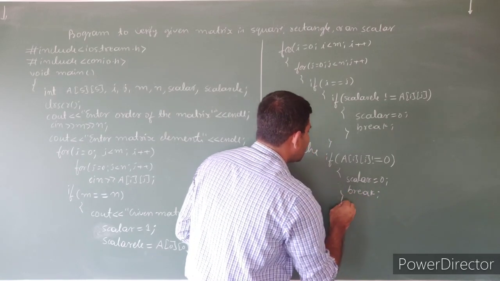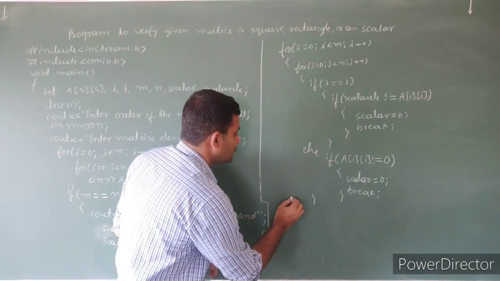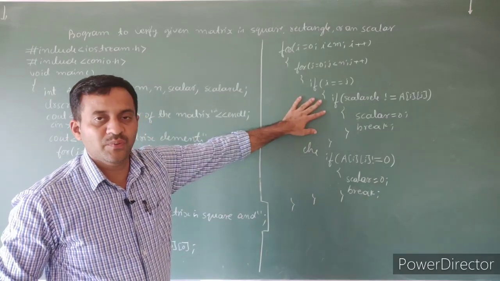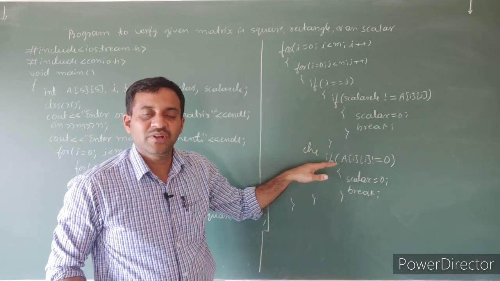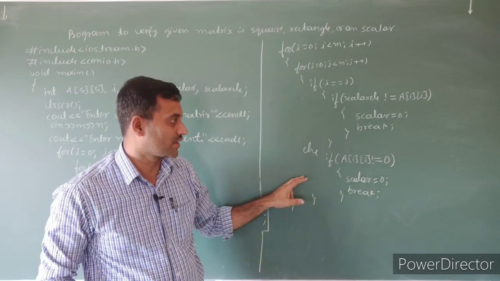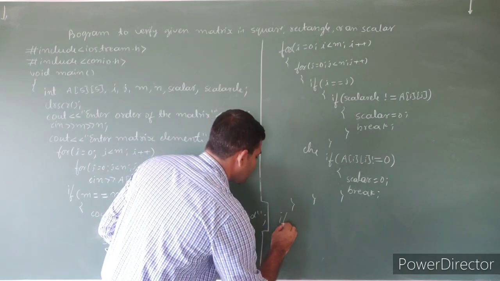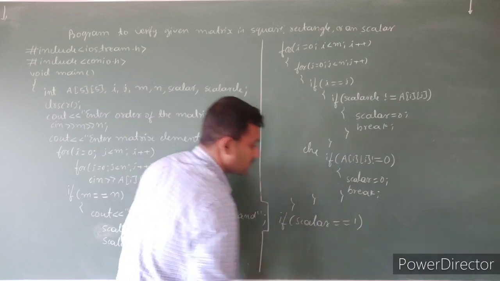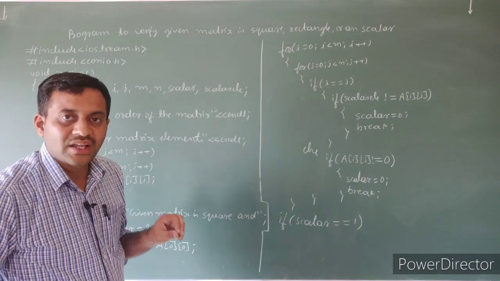Out of these two conditions, if any one of the conditions is true, then our assumption is wrong. See here, first one, principal diagonals are not equal to 0, then also our assumption is wrong. Rest of the principal diagonals are not equal to 0, then also our assumption is wrong. Based on these two conditions, we have to conclude that if scalar variable is equal to 1, means here we assigned 1, it is a scalar matrix.